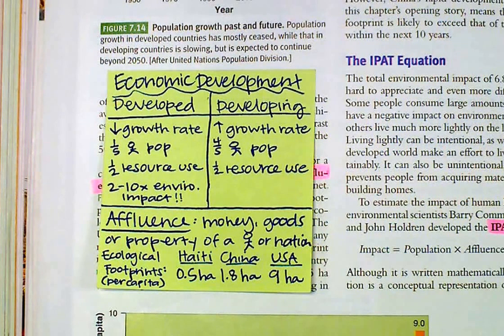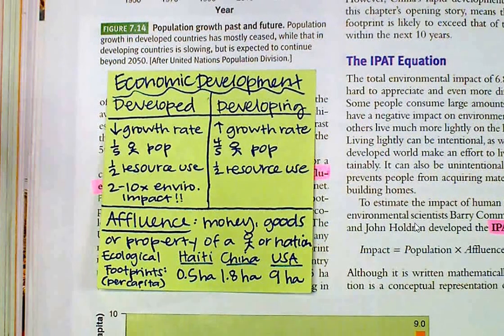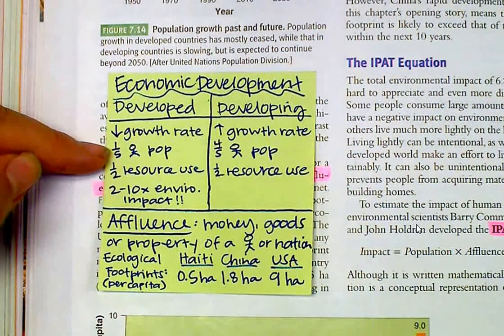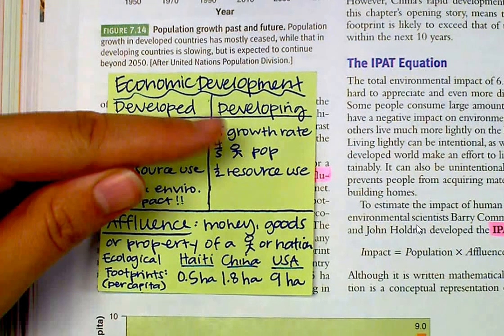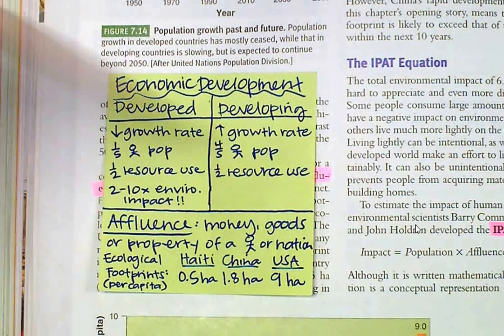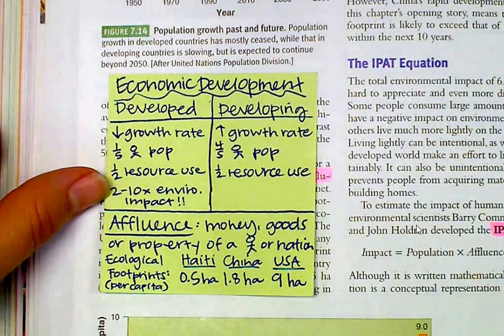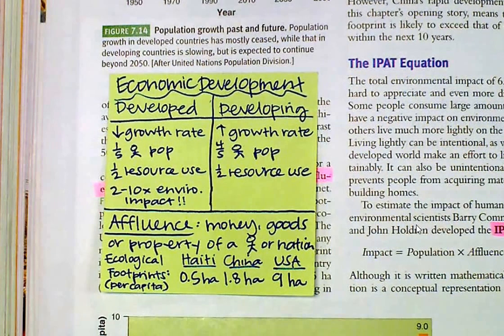It's been estimated that approximately 1/5 of the human population lives in developed countries, and 4/5 of the population lives in developing countries. However, they both use about half of the world's resources. So as you can see, people in developed nations use a lot more resources per person than in developing countries. Usually developed countries have 2 to 10 times the environmental impact, especially per person.